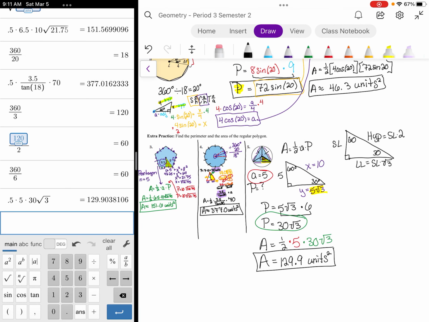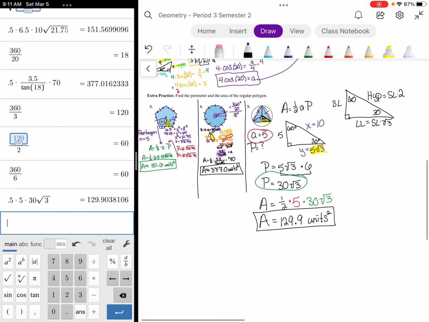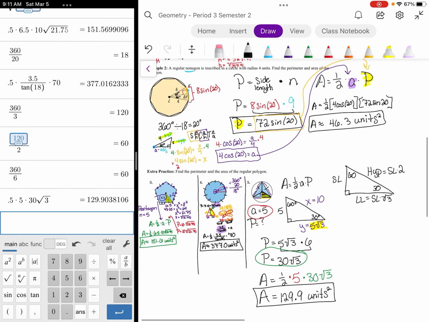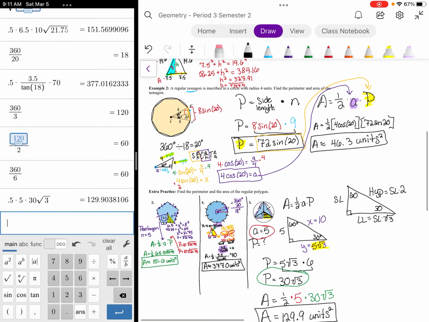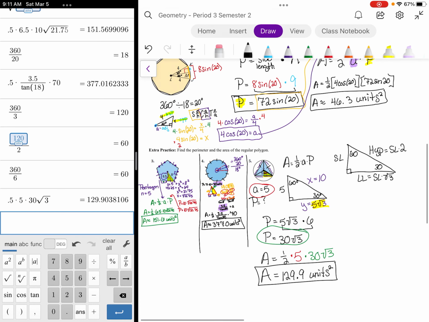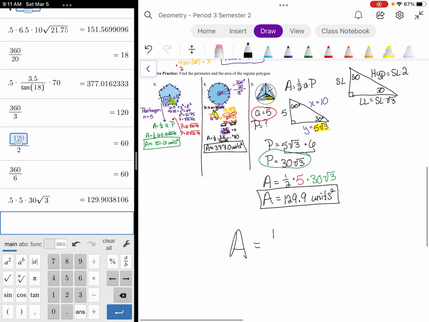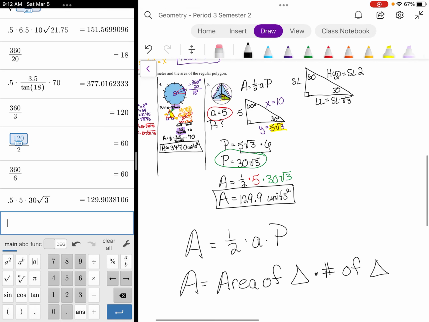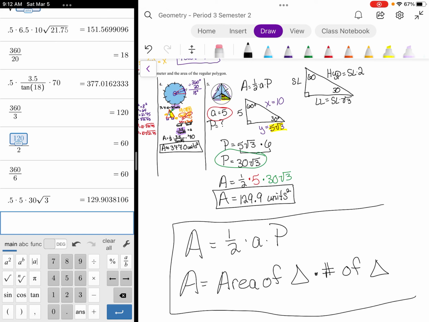If you have any questions on these problems, let me know and I will get those answered for you as soon as possible. But that should be everything you need to complete the homework. And you can use either this equation to find the area, 1/2 apothem times perimeter, or you can find the area of the triangles and then times the number of triangles. Whichever one is easier for you to find the area, but both will give you the correct answer. And remember, don't round until you get to the very end of your problem.